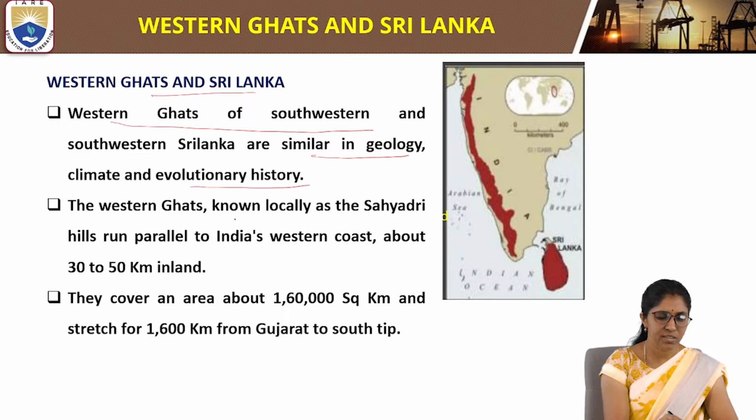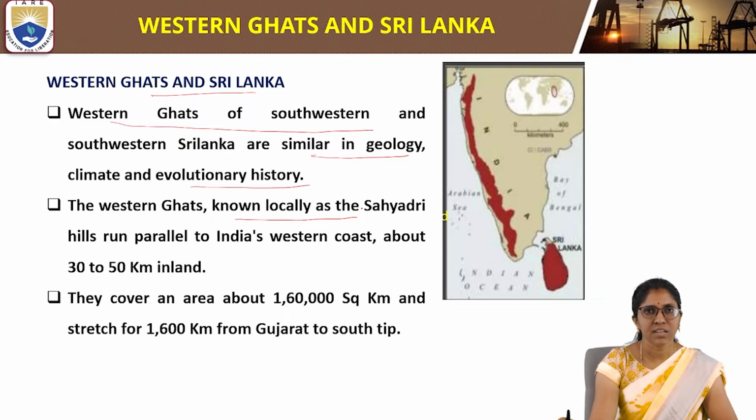The Western Ghats, known locally as Sahyadri Hills, run parallel to India's western coast, about 30 to 50 kilometers inland.